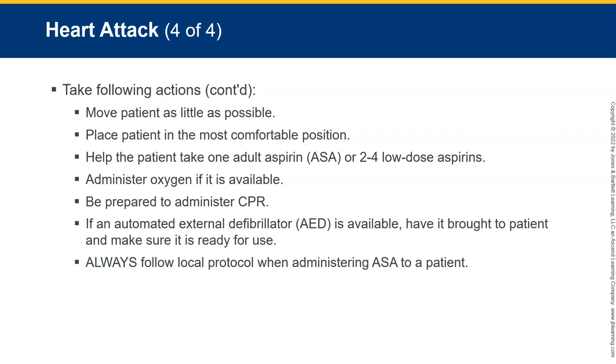Put them in the most comfortable position. Typically, it's going to be like a semi-reclining or sitting position. Help them take 1 adult aspirin, talking about 325 milligrams, or 2 to 4 low-dose aspirin. We're talking about baby aspirins in the event that their protocols say so, and they have that. You want to get them oxygen if it's available and your protocols permit. And then hopefully we don't get to this point, but in the event you may end up getting to some CPR, putting on your AED, your automated external defibrillator, whatever style you use, and having to go to work there.